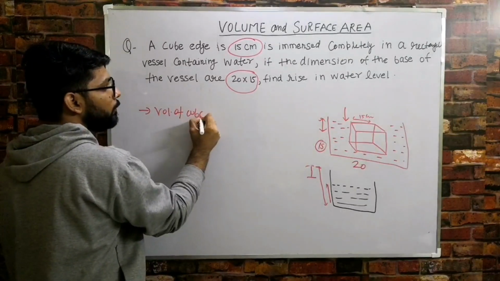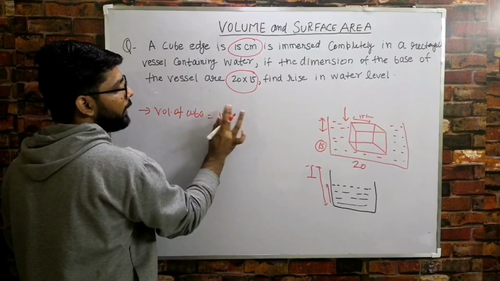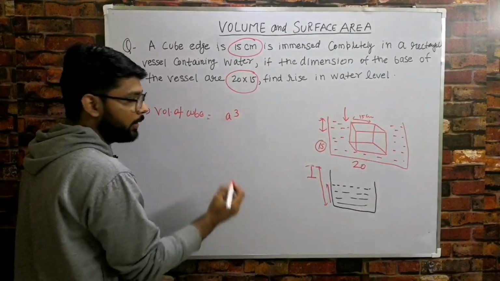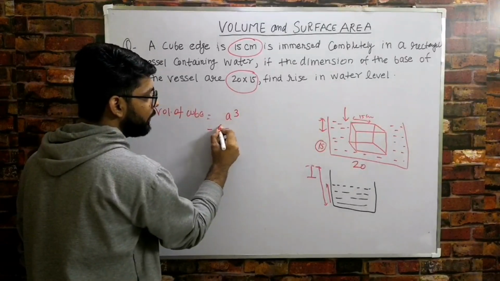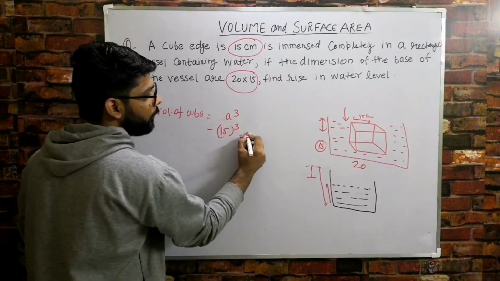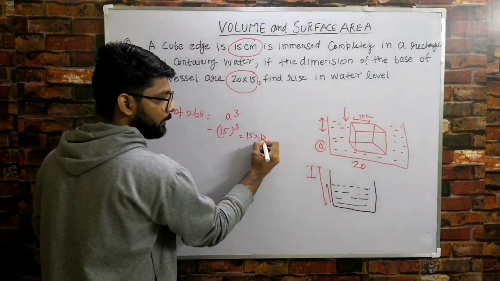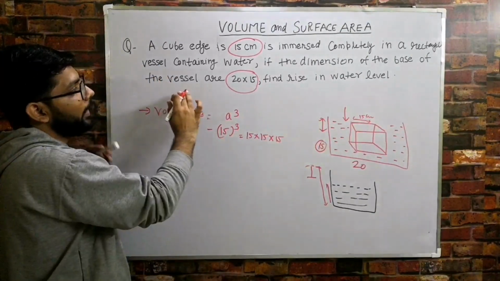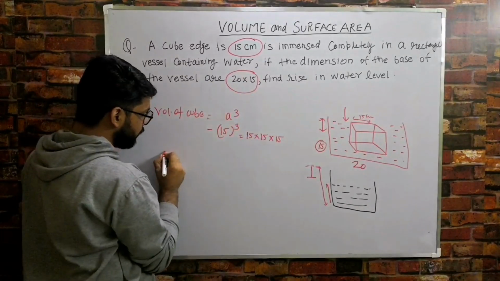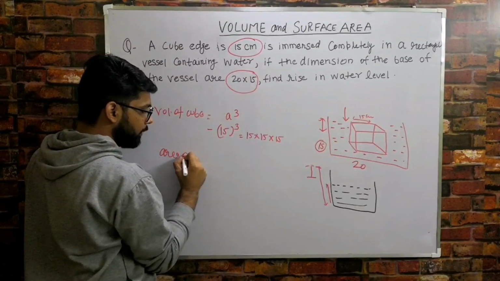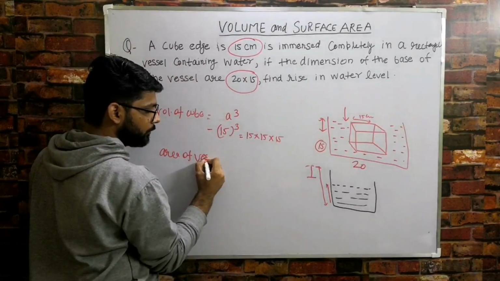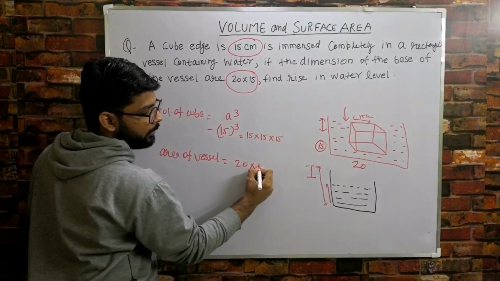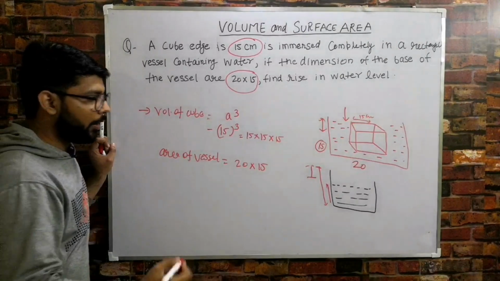Volume of cube is equal to a cube. हमें पता है कि volume of cube किसके इक्वल होता है, a cube के इक्वल होता है. So we will multiply 15 into cube. तो 15 into 15 into 15, ये हमारे पास volume आ गई, cube की. Now here the vessel dimension दिया हुआ है, तो area of vessel is equal to 20 into 15.